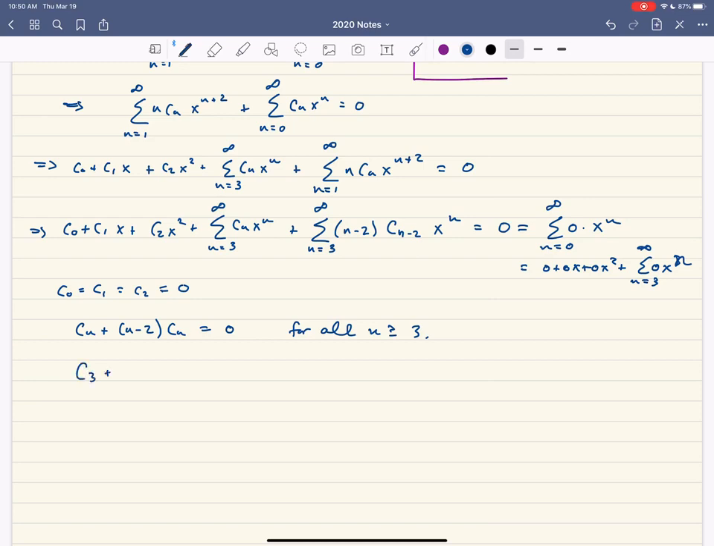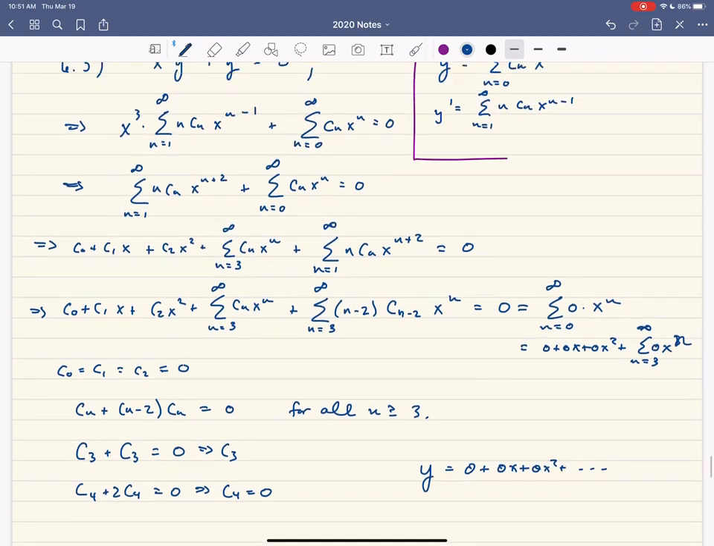If n is equal to 3, we get that c3 plus c3 is 0. So c3 is 0. And if n is equal to 4, we get c4 plus 2c4 is 0. So that means c4 is 0, and c5 is 0, and c6 is 0. So it looks like our solution is when everything is 0. So 0 plus 0x plus 0x squared.